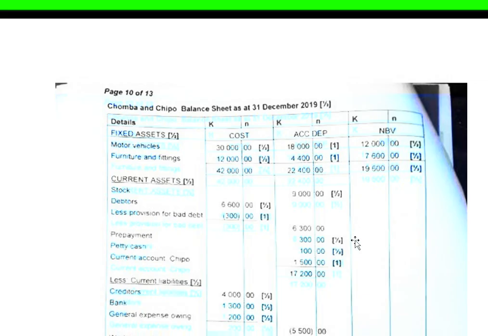Now, there was a prepayment. I think it was for rates. Yes, for rates. Now, if something is prepaid, an expense is prepaid, then the prepayment amount is treated as an asset. So the prepayment amount is 300. Then there was the petty cash amount, and the petty cash amount is 100.